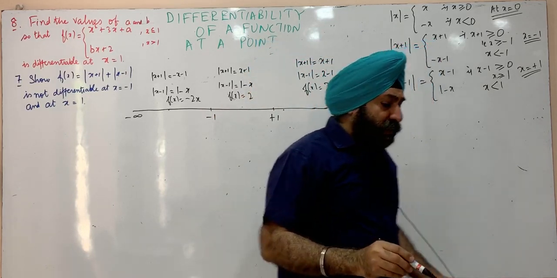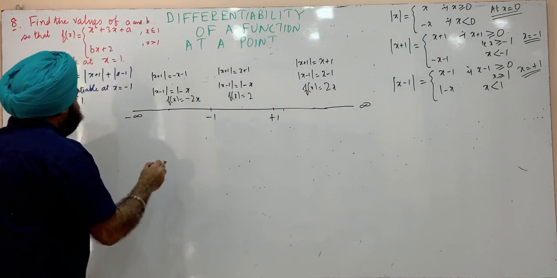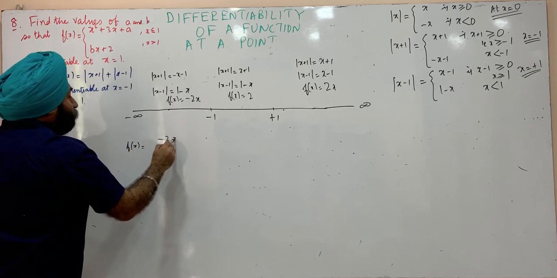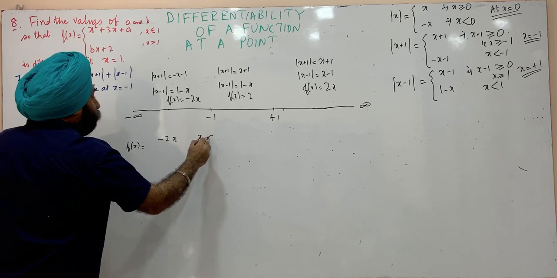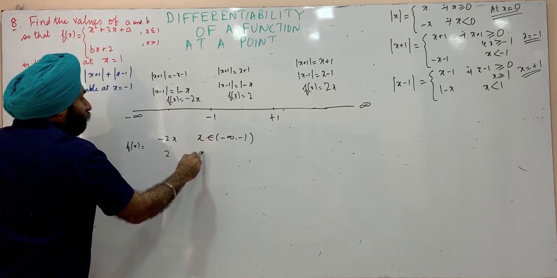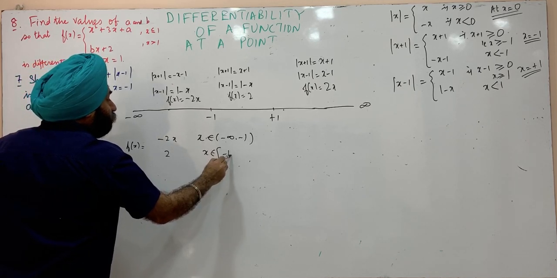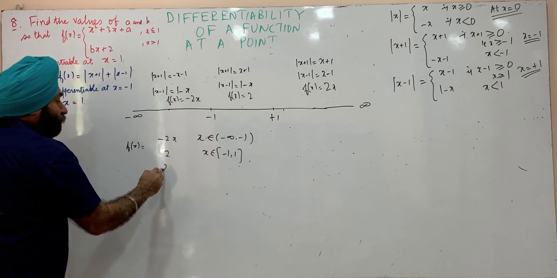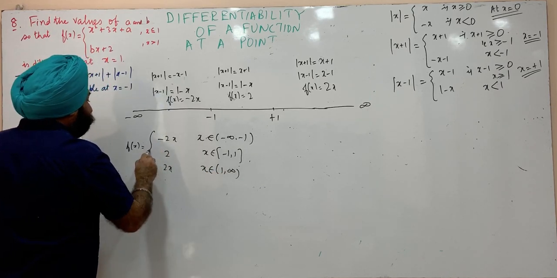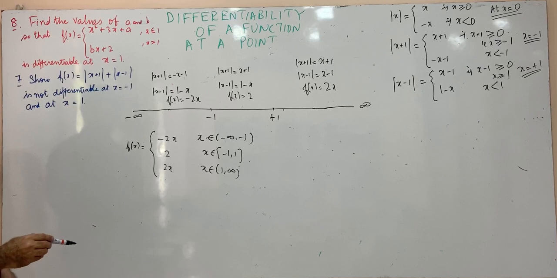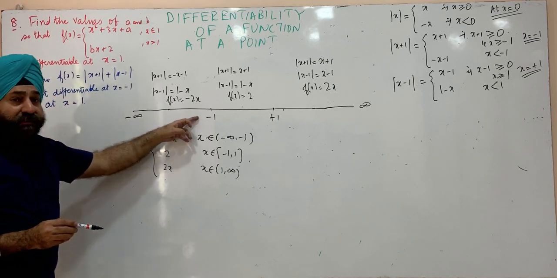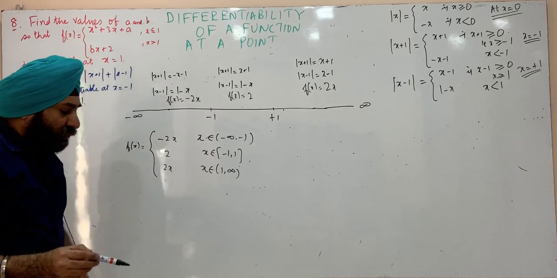So we can rewrite the function: f of x is minus 2x when x belongs to minus infinity to minus 1, it's 2 when x belongs to minus 1 to plus 1, and it's 2x when x belongs to 1 to infinity. So this is a piecewise defined function. We have to check differentiability at x equal to minus 1 and at x equal to plus 1.